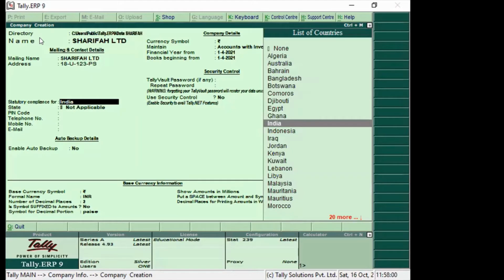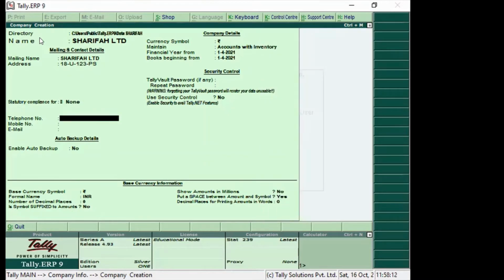You enter when you reach statutory compliance. Uganda is not in this list of countries, so we choose none. Telephone, you can put any telephone. If you have time anyway, you can put any telephone. That one is mine. Then I go to enable auto backup.